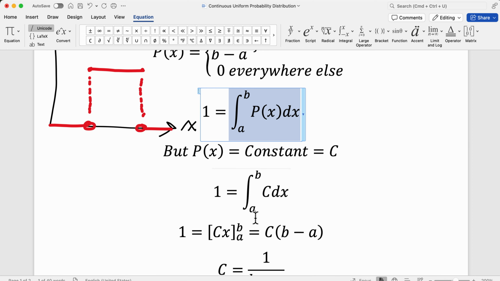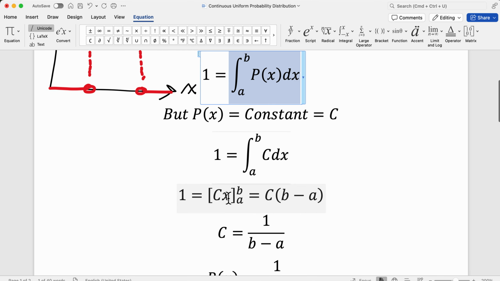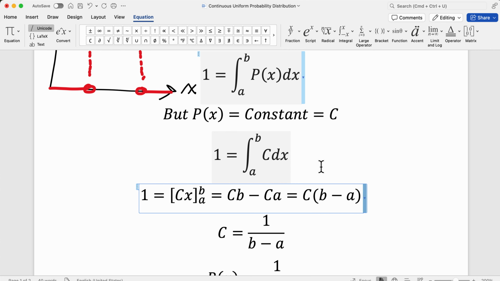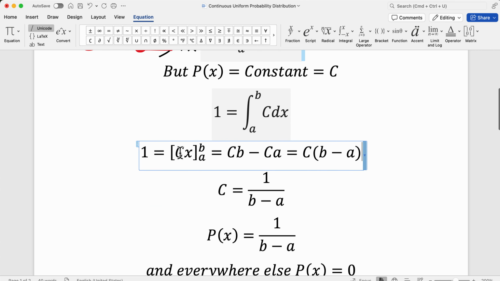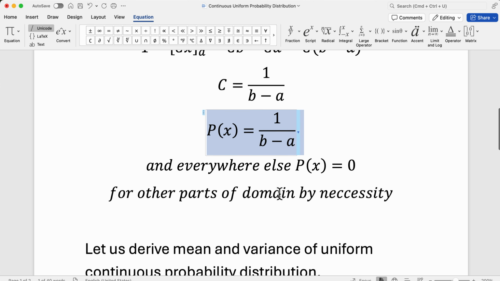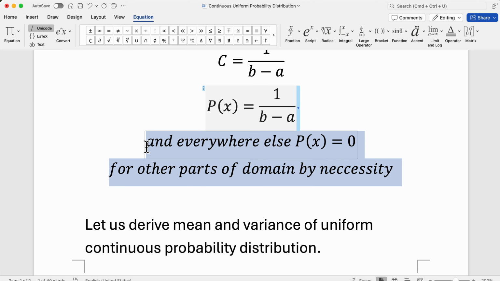By the second fundamental theorem of calculus, taking the antiderivative, I get cx. Then I plug in the endpoints b and a and subtract them from each other: cb minus ca. I can factor out a c to get c times (b minus a). Then I solve for the constant c by dividing both sides by b minus a, and I get p of x equals 1 over b minus a. And I already mentioned why this is necessary.